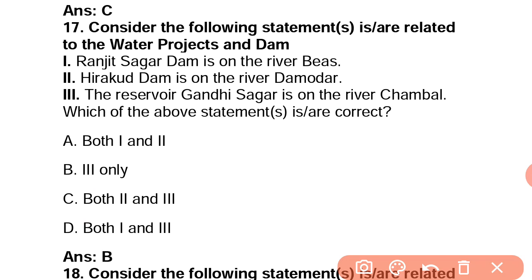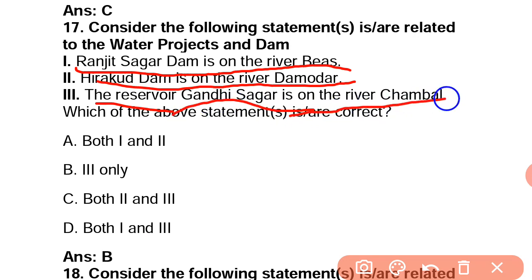Which of the following statements is related to water projects and dams? I. Ranjit Sagar Dam is on the river Beas. II. Hirakud Dam is on the river Damodar. III. The reservoir Gandhi Sagar is on the river Chambal.